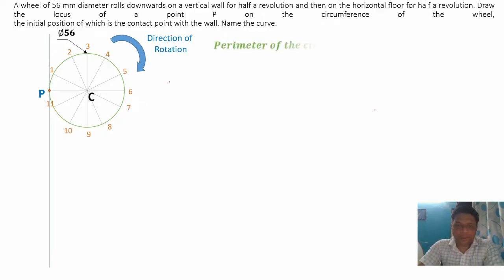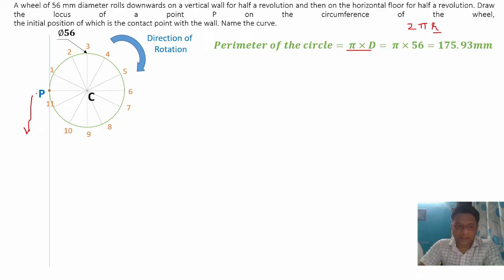Then we'll find out the perimeter of the circle. Perimeter of the circle is equal to pi into diameter, or there is one more formula, 2 pi r, both are same. Here r represents the radius. Now the diameter is given, so to avoid confusion we'll use this formula, pi into d. So pi into 56, the perimeter is 175.93 mm.